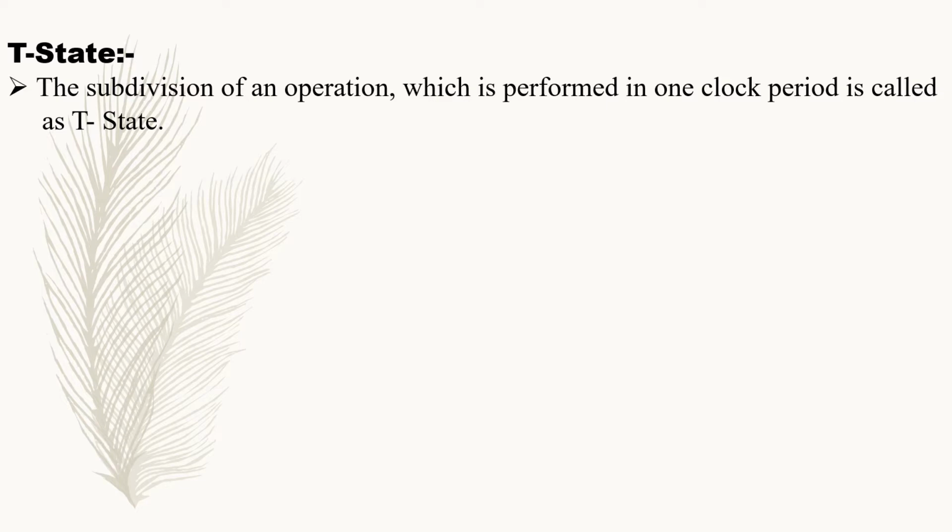We know what is one clock period. It is one high state and a low state. So, in one clock period, what operation is done? The subdivision of the operation which is performed in one clock period is called as T-state.